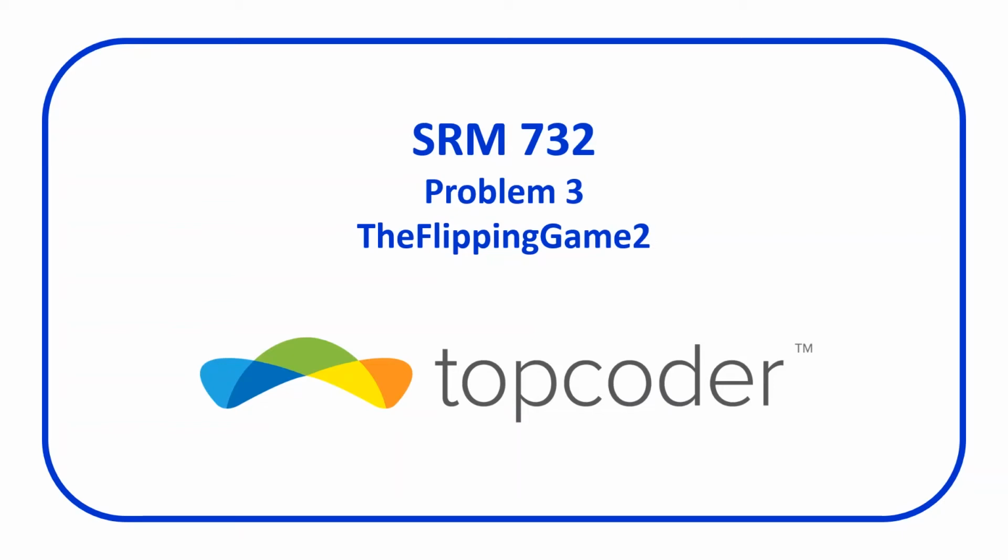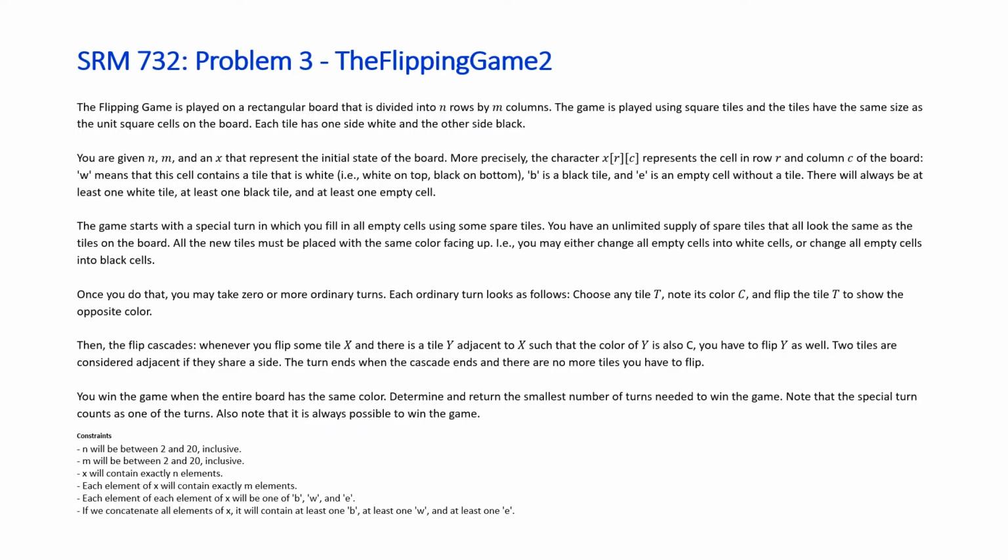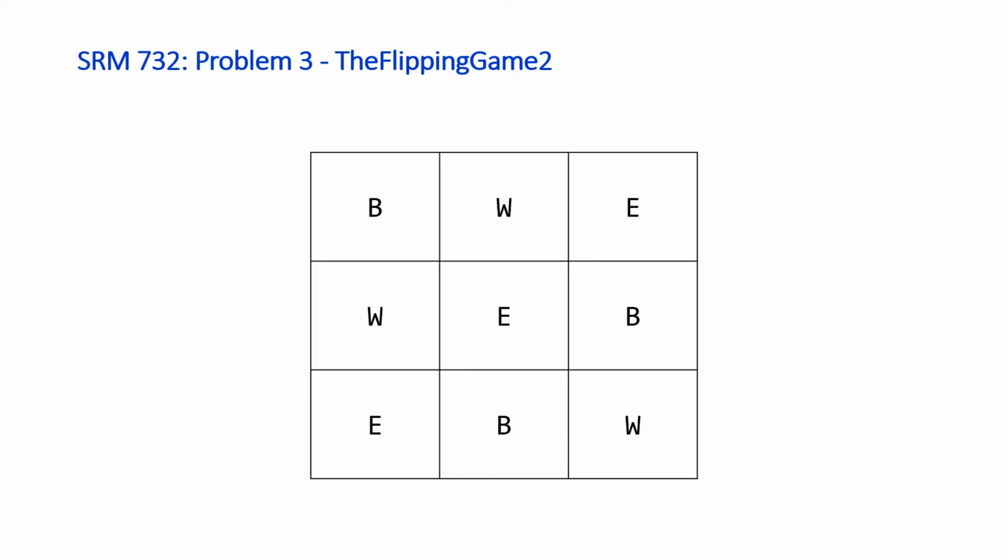In this video, we're going to be going over the solution to problem 3 from TopCoder SRM 732 Division 2, entitled TheFlippingGame2. So the problem statement is here. It's quite lengthy and I'm not going to read it, so if you'd like to pause the video and give it a read, you can, but conceptually this problem isn't that difficult. So I'm going to skip straight to the example and explain the question there.